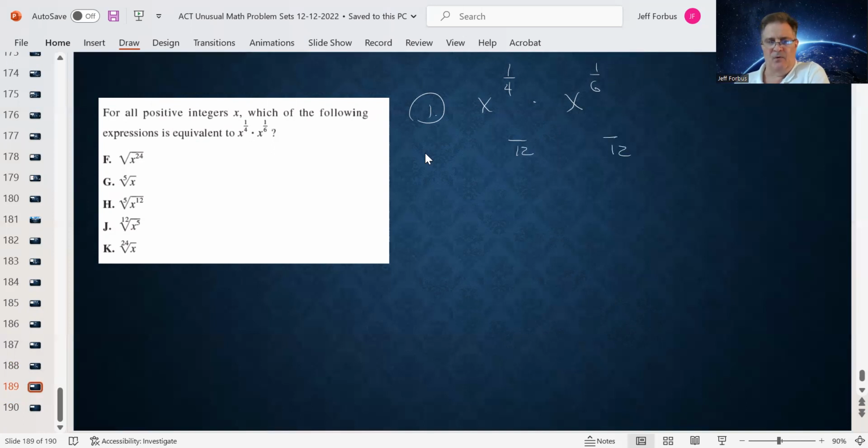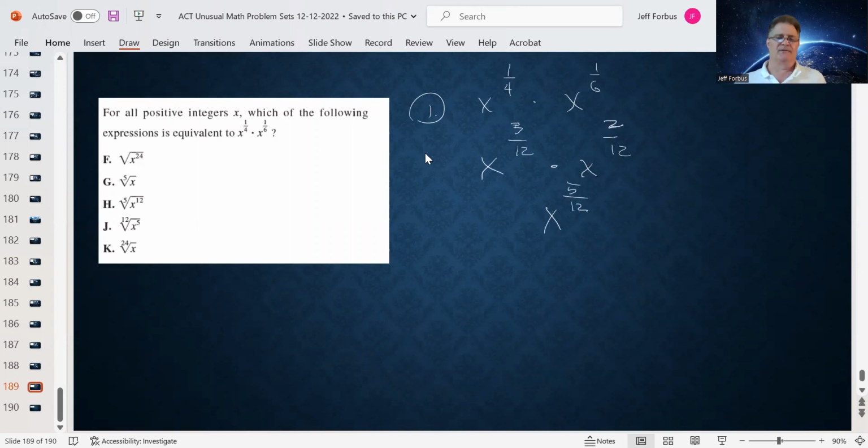We had to multiply 4 by 3 to get 12, so we're going to have to multiply 1 by 3. So we're going to get 3 over 12. So that's going to be x to the 3/12 times... We multiply 6 by 2 to get 12, so we multiply 1 by 2 to get 2/12. So x raised to the 2/12. Now you can add these exponents together, and we're going to get x raised to the 5/12.